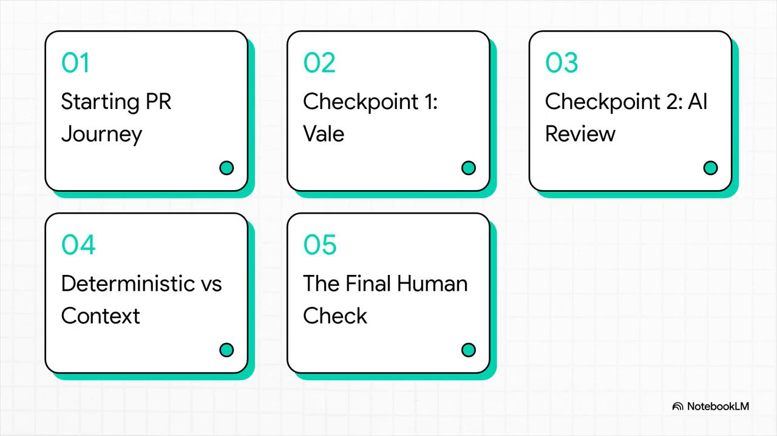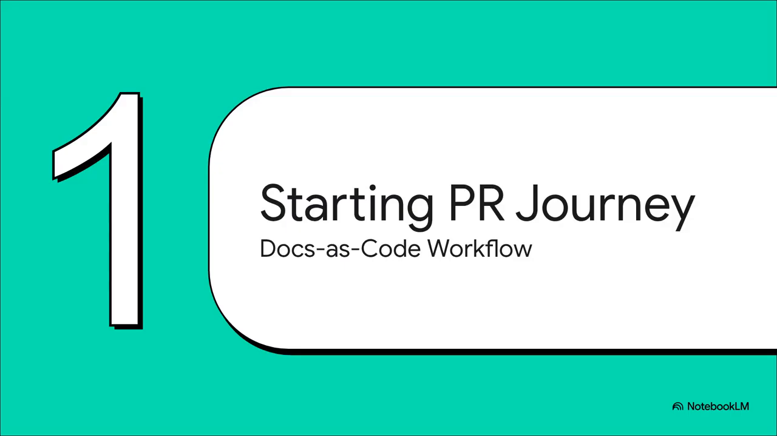So here is our roadmap for today. We'll start by mapping out the PR journey, then hit checkpoint 1 with Vale, move on to checkpoint 2 with the AI review, break down the whole deterministic versus contextual debate, and finally, look at the final human check. All right, let's kick things off with part 1, starting the PR journey.